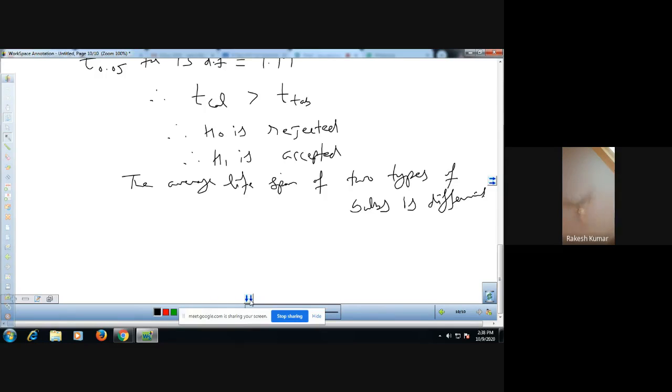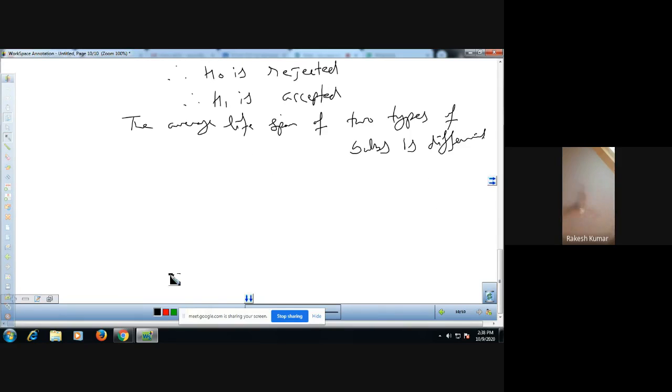One more thing. Suppose the question comes for two samples with data. In that case, we need to calculate S in a different way. Let us do one more question. We have two samples X and Y.